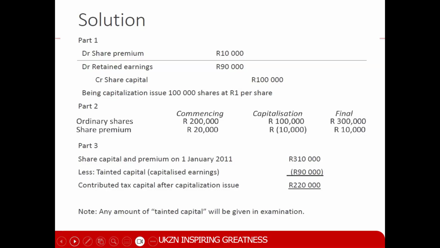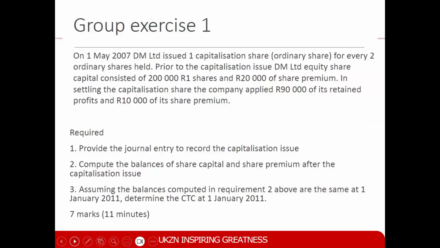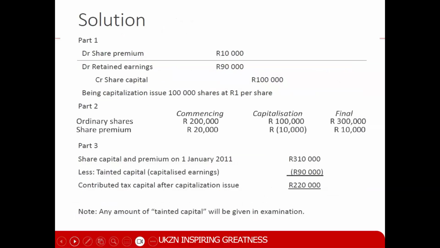Okay. Now, part 2. What does part 2 say? They say here, compute the balance of share capital and share premium after the capitalization issue. So as I said to you, your share premium must have reduced. You've got ordinary shares of 200,000, you had additional of 100,000. How much do you have? You have your final of 200,000. In your share premium, it was 20,000. You reduce it by 10,000.